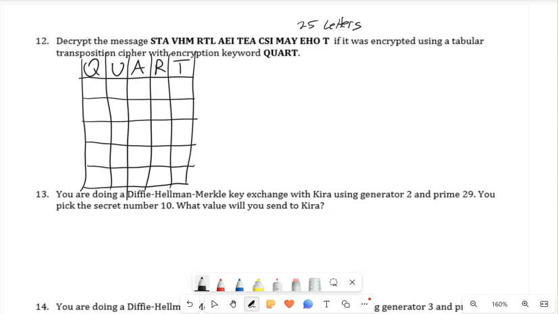Now the keyword is an interesting one because we have to think in terms of the alphabet. What letter in quart is the first in the alphabet? And it's the A. So we're going to fill out this table going down with 5 letters. So the first 5 letters, there they are, STAVH, are going to be in the A column.